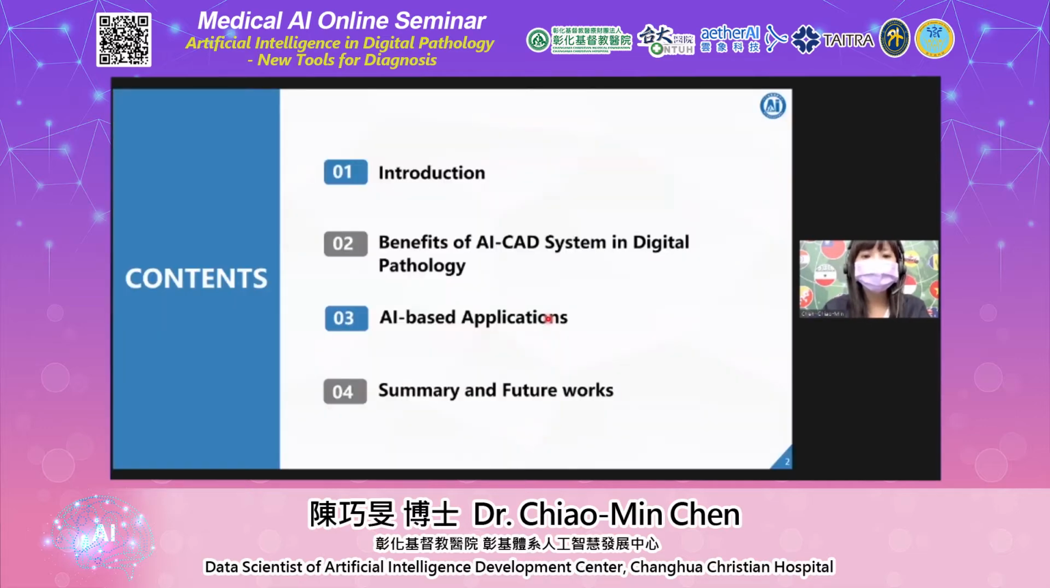This is my outline. I have divided it into 4 parts. I'm going to start with the introduction of pathology and computer-aided diagnosis systems. Next, I will talk about the benefits of AI systems in digital pathology. Then I will share 2 AI applications in different imagery types, and finally summarize the applications and future work.